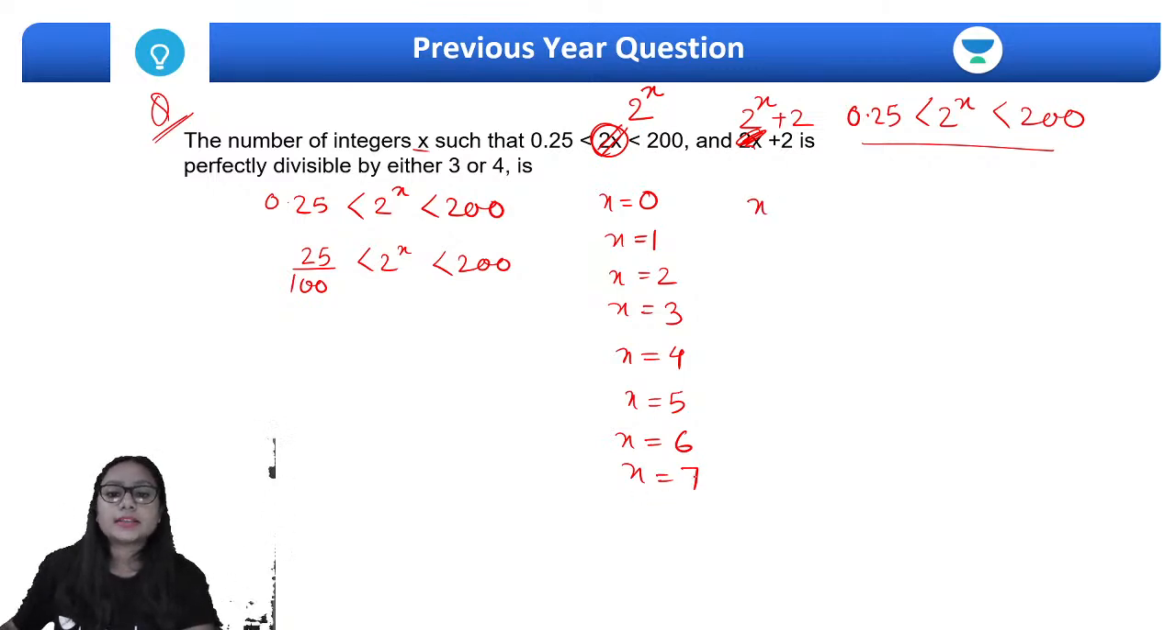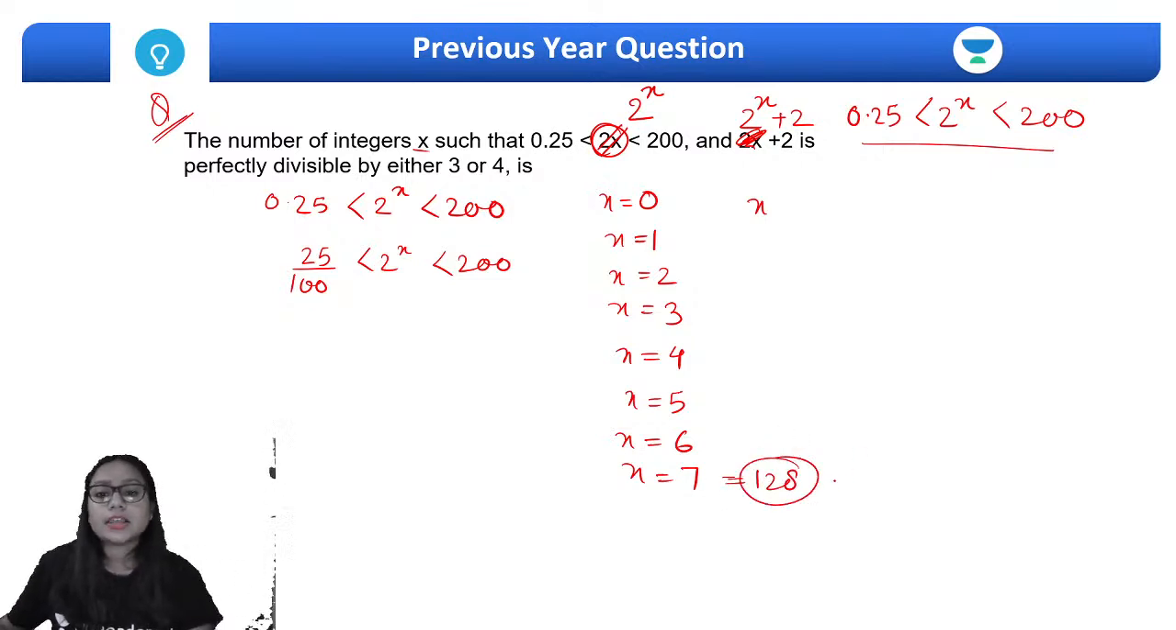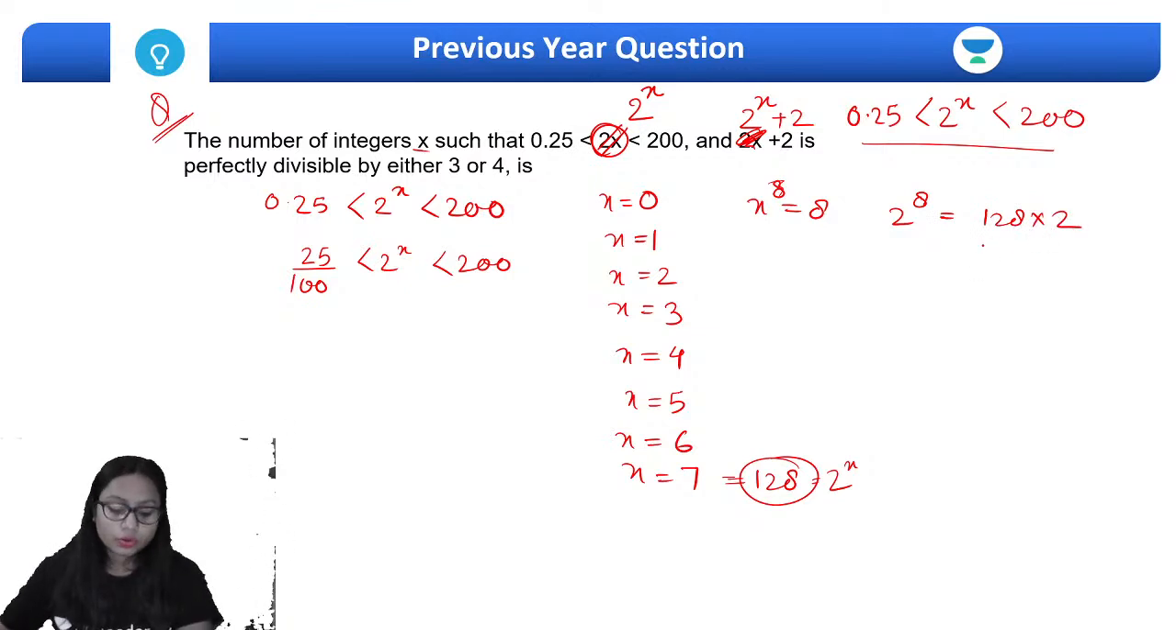Okay, if I take x as 7, this is 2 raised to the power 7, which is actually equal to 128. If I take the value of x as 8, 2 raised to the power 8 would be 128 into 2, that is 256. Can I take this value? No. So I cannot take these values. So the values of x could be 0 to 7.